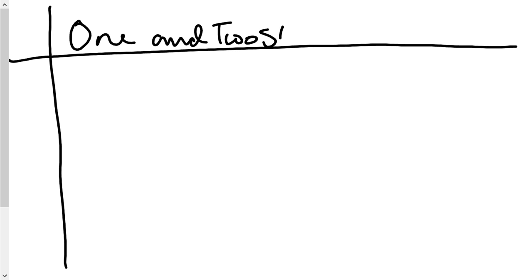Today we are going to work on solving equations. So this section we're going to call 1 and 2-step equations.